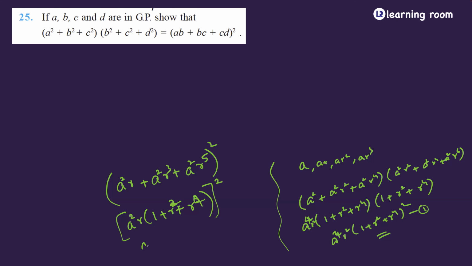So this is A power 4 R square into 1 plus R square plus R power 4. Both are same. Go with this, or else you have to use a lot of algebra and then solve it on one side, and if you don't take the R into consideration.